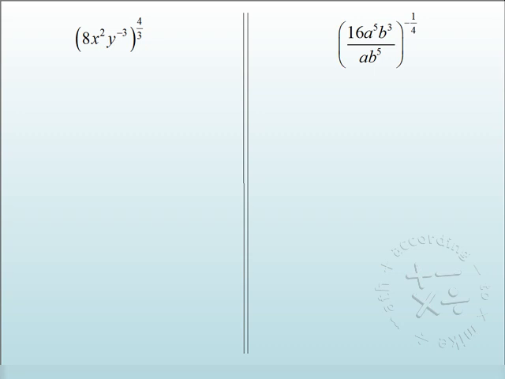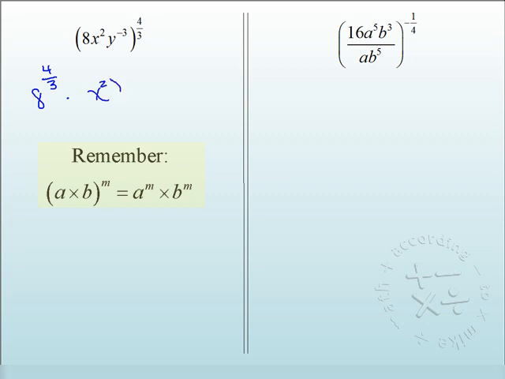On the left-hand side, it looks like we have a product raised to a power. There's actually a multiplication in between each of those terms, 8x squared y to the negative 3. So because we have a product to a power, the one rule says we can raise each term of that product to that power. So we'll have 8 to the 4/3 times x squared to the 4/3 times y to the negative 3 to the 4/3.